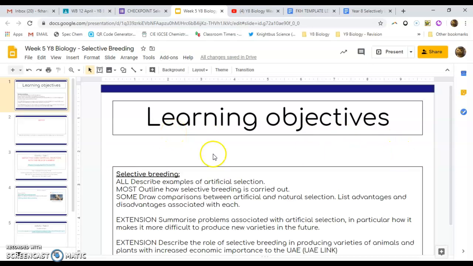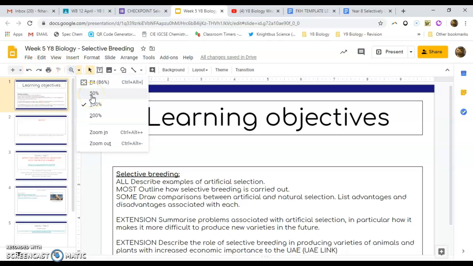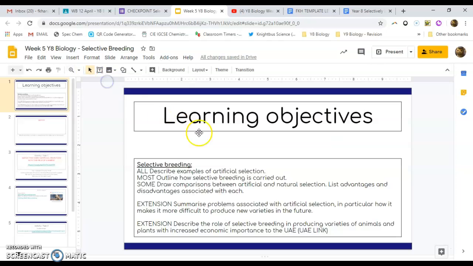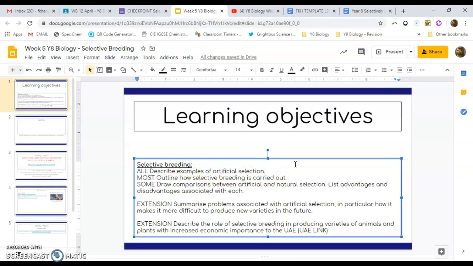Today we are going to be looking at camels in some way, shape or form, and I certainly hope that you will be able to join me in studying and enjoying selective breeding. So selective breeding is the topic for today. We are going to be able to describe examples of artificial selection. Artificial selection and selective breeding are one and the same term.